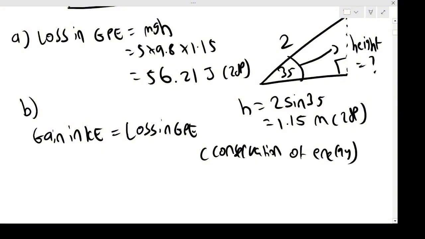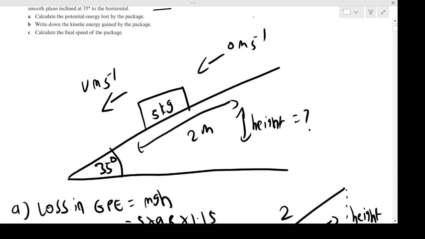Okay, so hopefully we've been there. So it's simply the gain in kinetic energy equals the loss in GPE. Okay, that's conservation of energy. Okay, and so very simply, that also is 56.21 joules. And there we are. That's literally it. Okay. Then in part C, it's asking me to work out the final speed of the package.